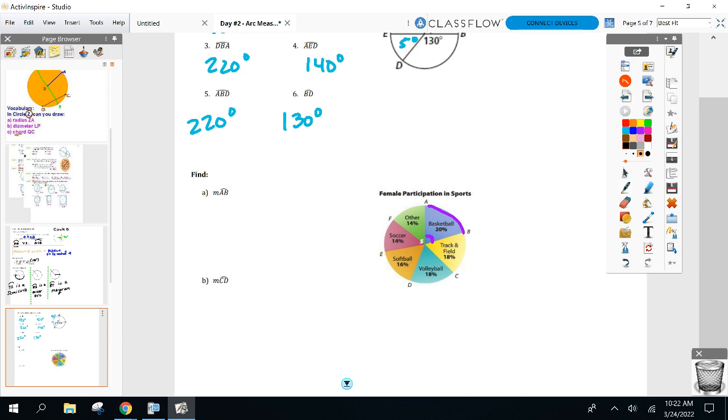So if you remember from your good old elementary school days, 360, how to find 20% of that, multiply it by 0.20. So arc AB ends up being 72, right? 72 degrees. And then go ahead for CD, but now it's going to be 18%.